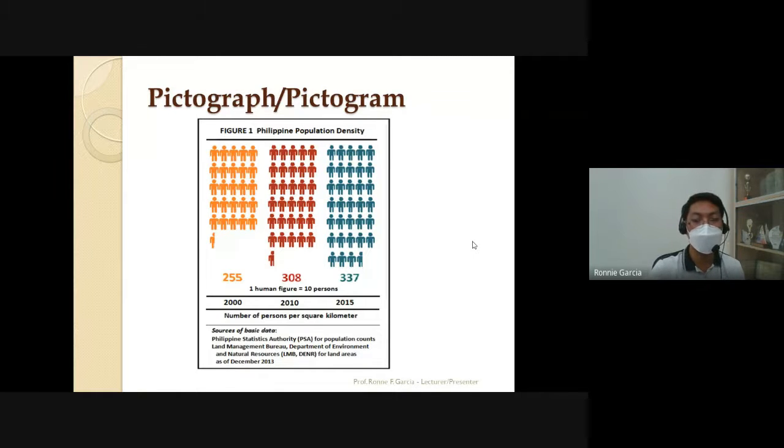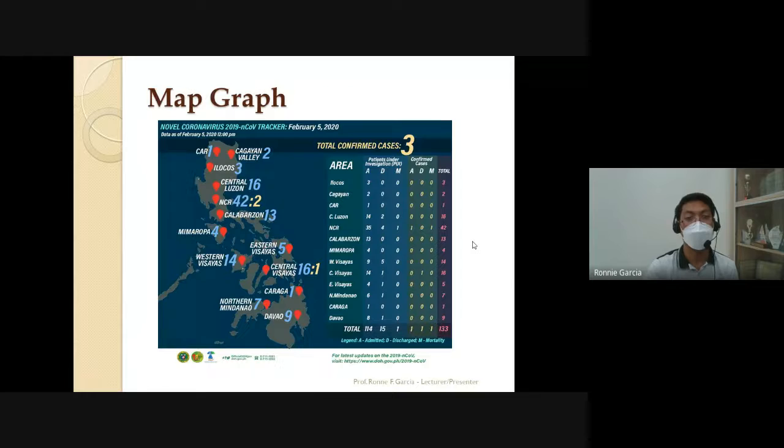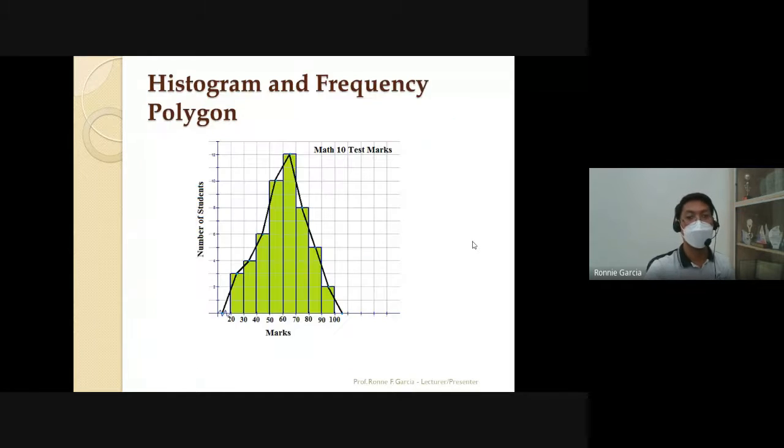Pictograph or pictogram is not very common, but this is also used to present data when you are counting people. Maybe it's better to just put the number instead of drawing a pictogram. Another is map graph. You are going to draw the map and present the different areas involved. The example is the map graph for the novel coronavirus tracker. Aha, this region has the most. So that is one example.